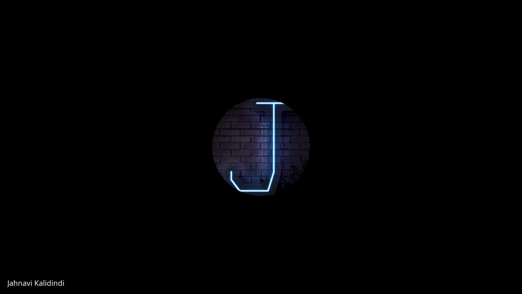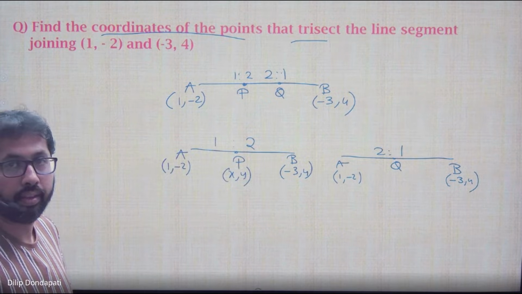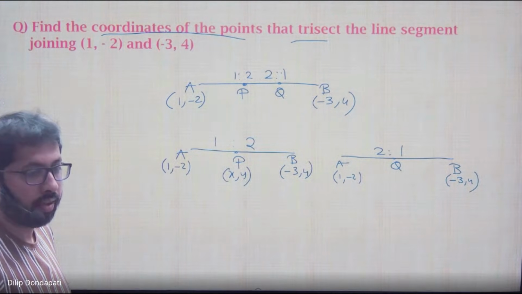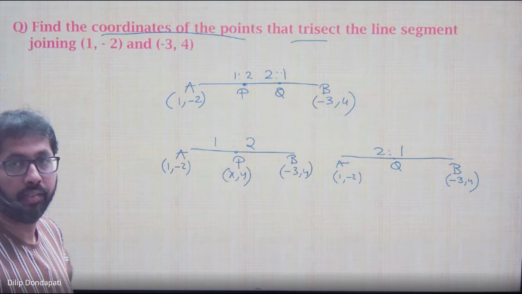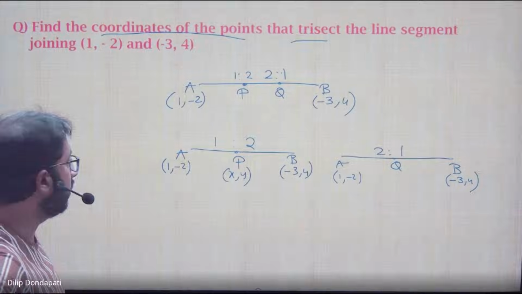Sir, how much? The first trisection point is -1/3, 0, right? Yes, yeah. Siddharth, speak. Did you get the first answer, Siddharth? Yes, sir, -1/3 and 0. Okay, do the second one.